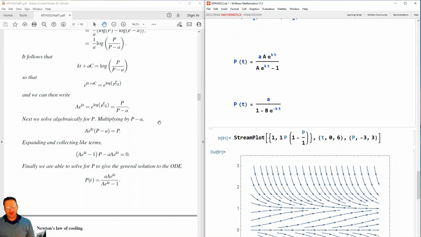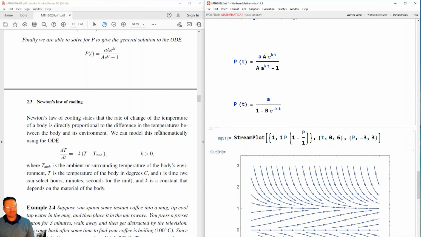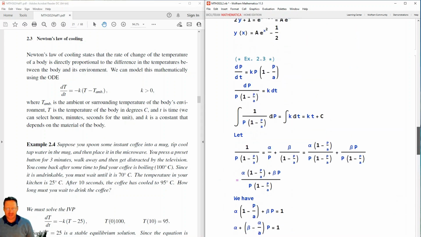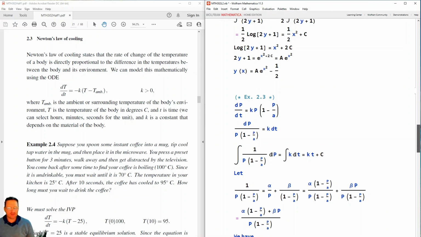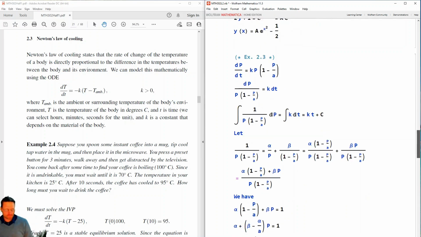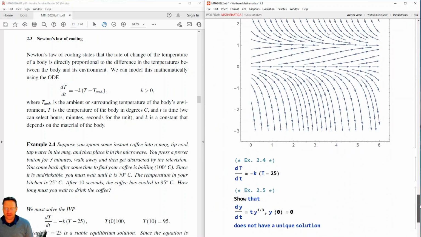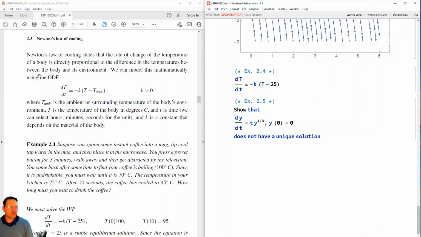Okay, let's move on to Newton's law of cooling now, which is another very similar example. And also we have an equation that looks just like the one we solved, or indeed very similar. So let's go ahead and look at solving Newton's law of cooling.